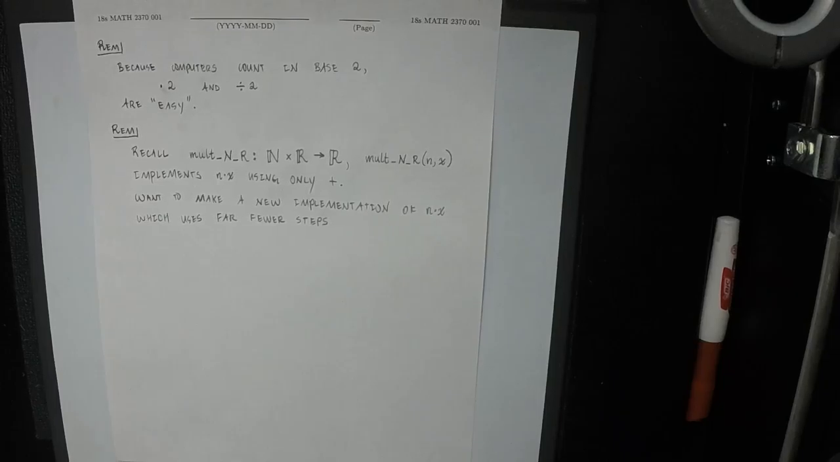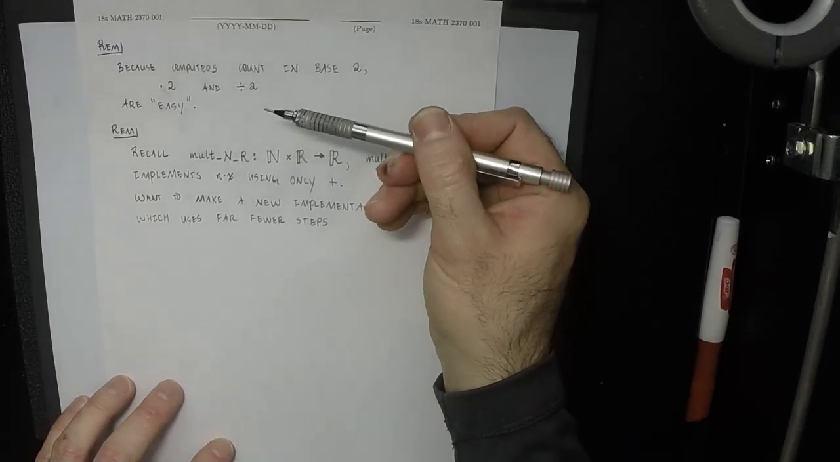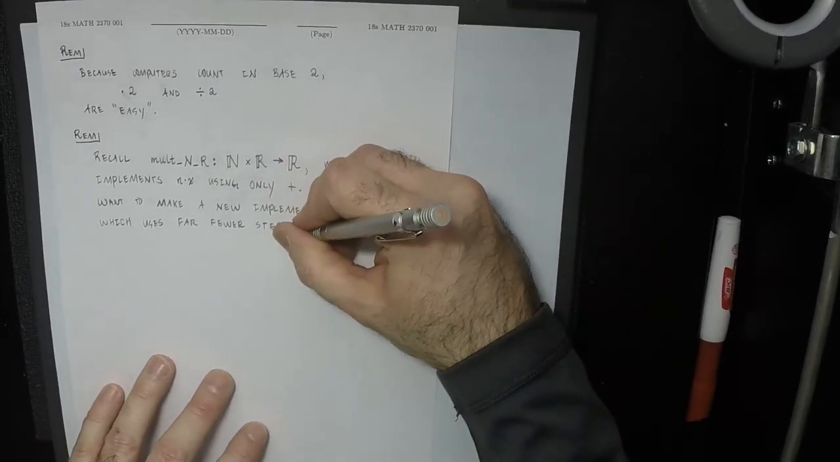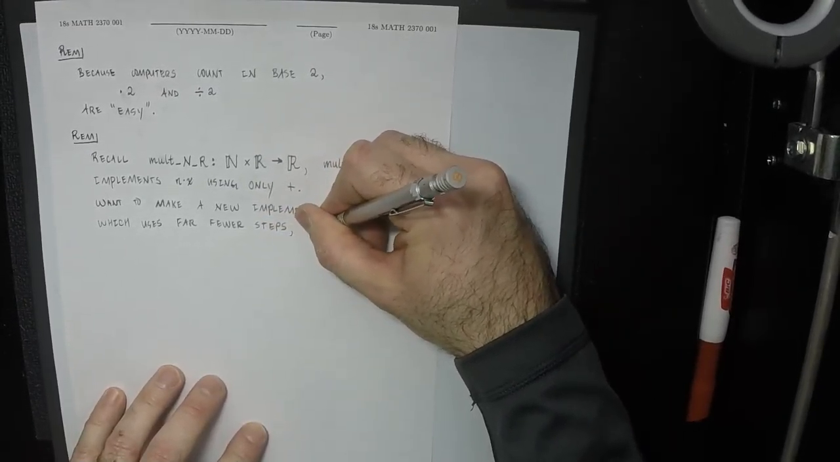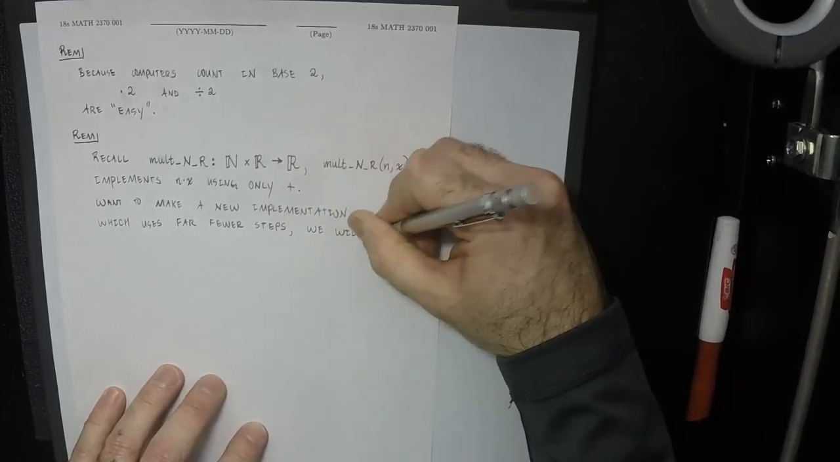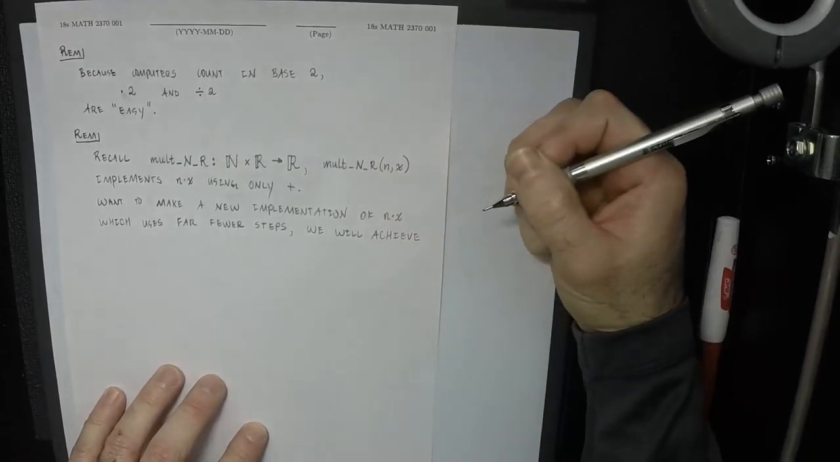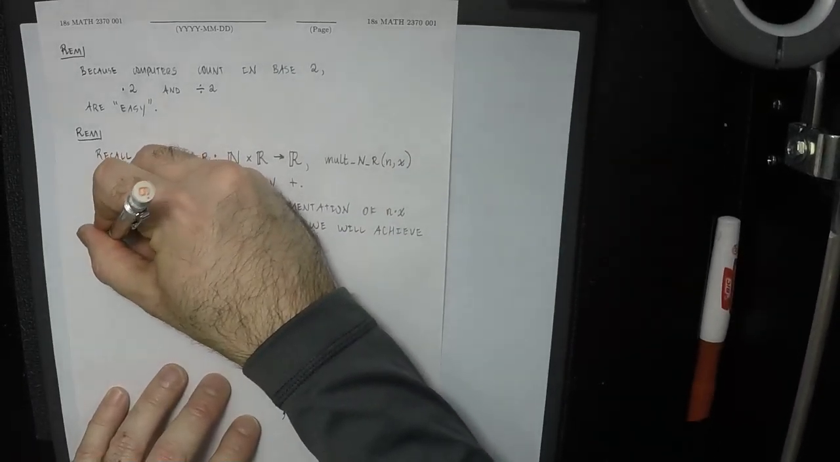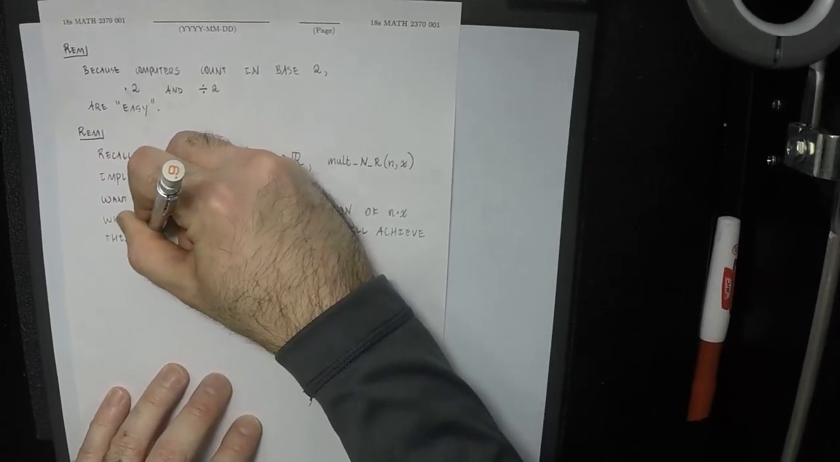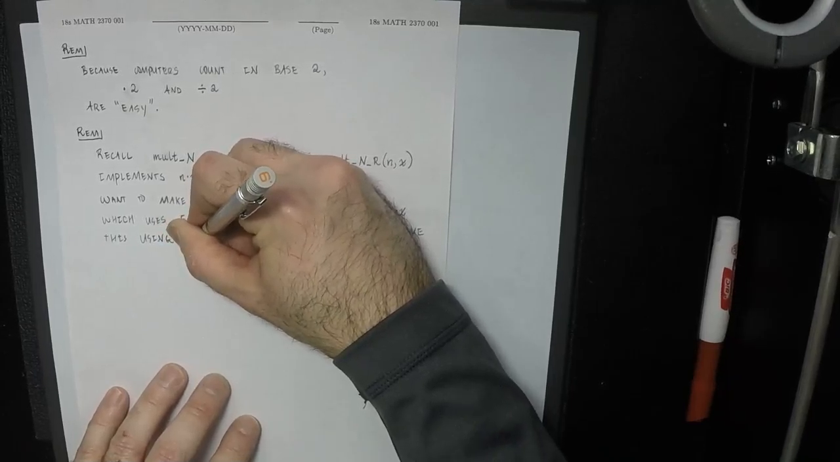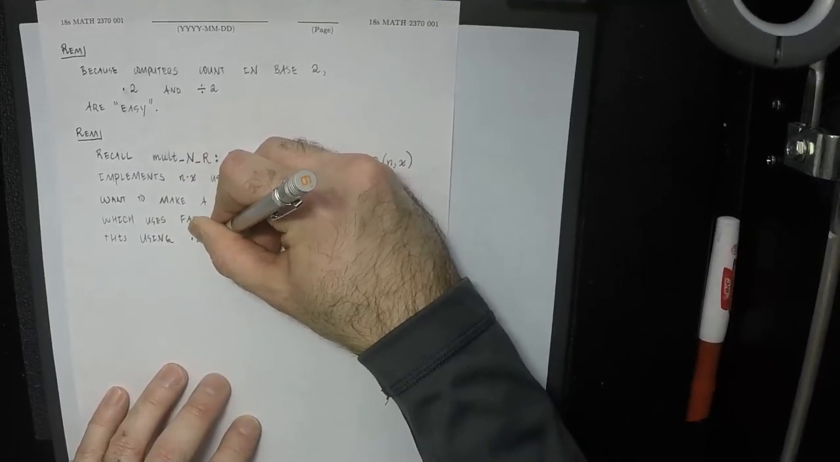So what new tools are we going to use? We're going to use these. Okay, and we'll achieve this, I before E, is that right? Achieve? Yeah. We will achieve this using multiply by 2 and divide by 2.